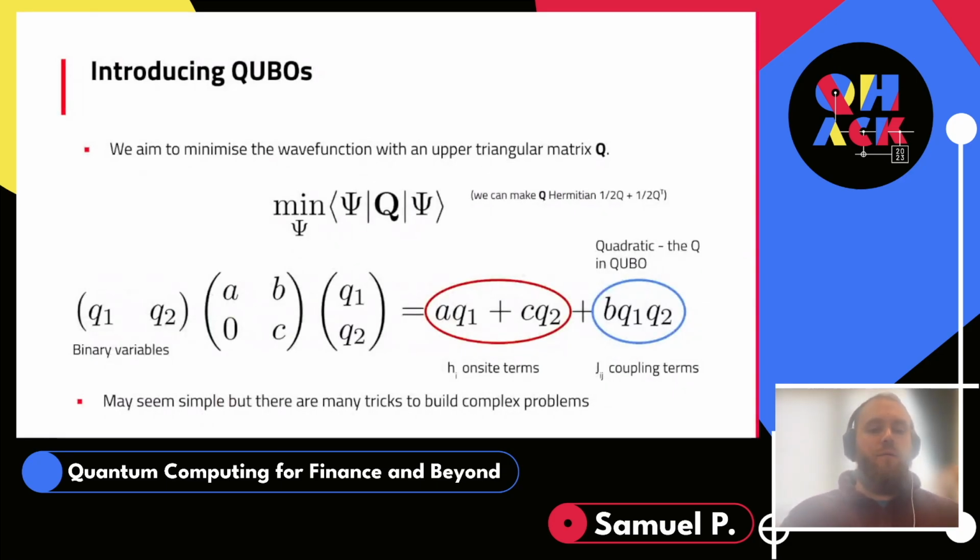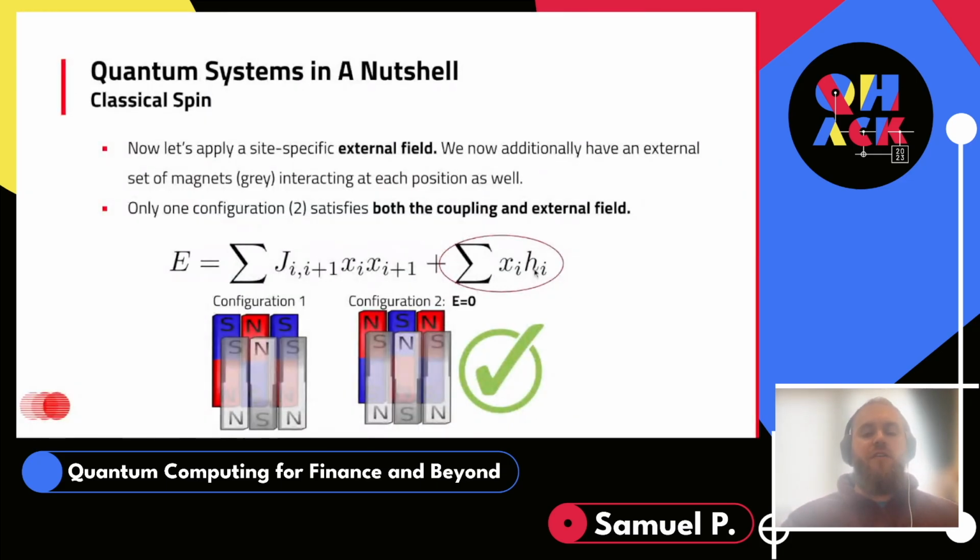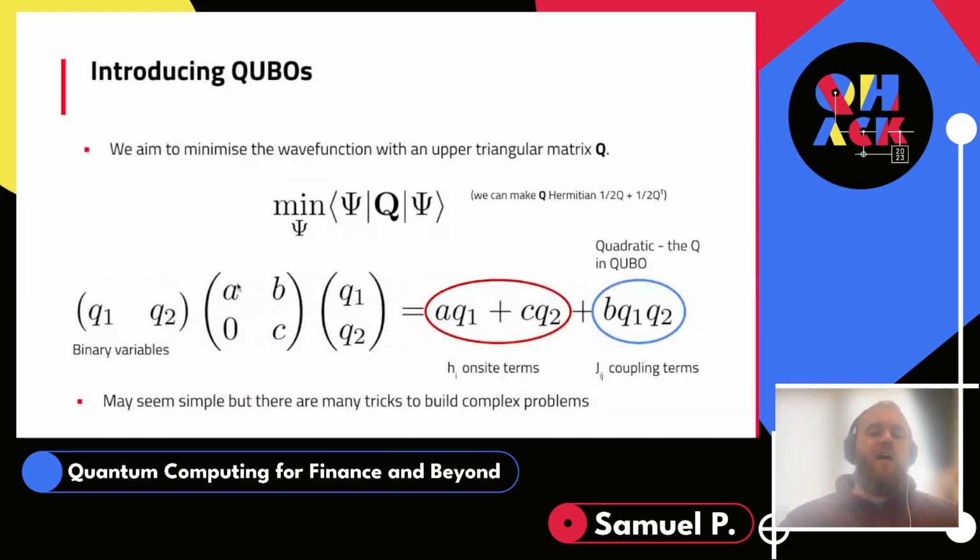So now, introducing the QUBO. What is a QUBO? It's actually very simple. It's basically an upper triangular matrix of coefficients. Our on-site terms are the h's and our coupling terms are the J's. In our QUBO matrix, we can have our on-site terms along the diagonal and our coupling terms on the off-diagonal terms.